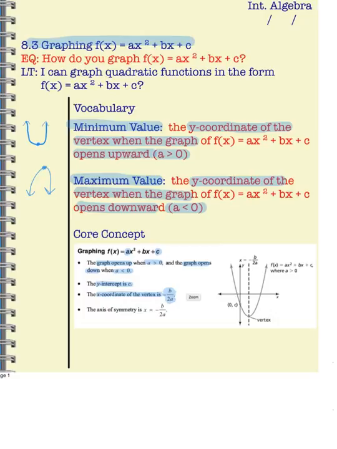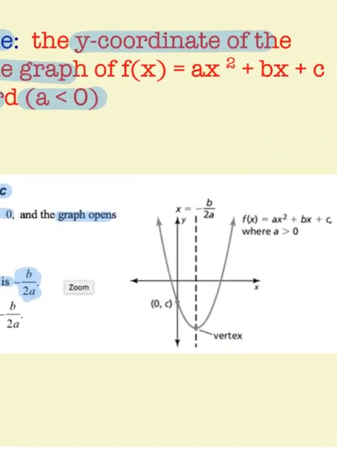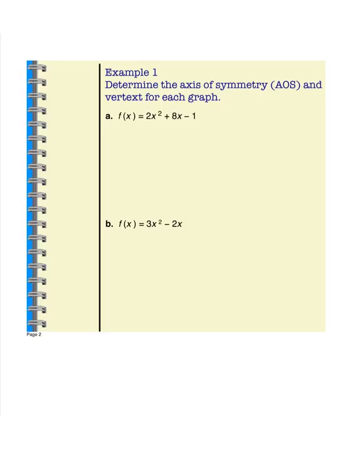Okay, and then here's a picture that just kind of illustrates all of that for us. We have our vertex at the bottom. The y-coordinate is the minimum or maximum. In this case, it's a minimum. The axis of symmetry, the x-point of that vertex, is x equals negative b over 2a. And in this case, a would be greater than 0, a would be positive, because the parabola points up, it opens upward. The next page.